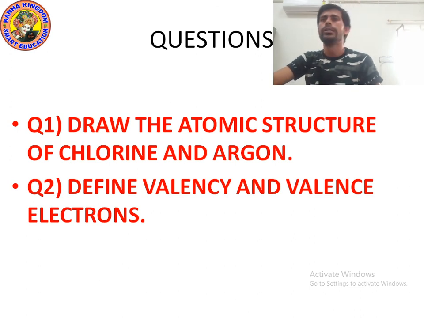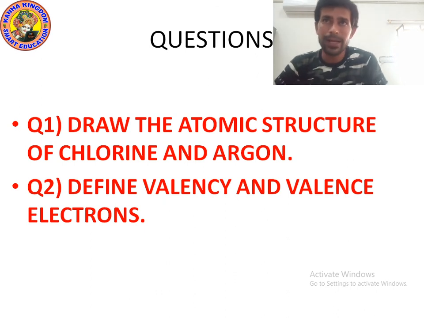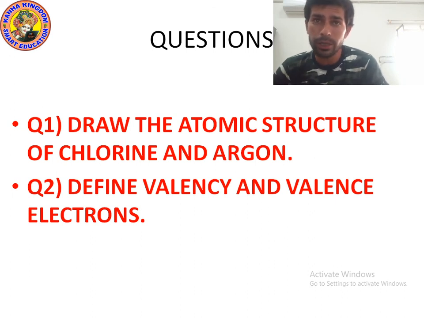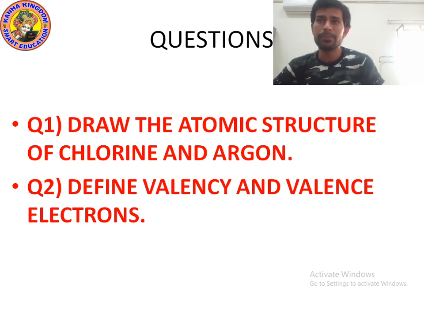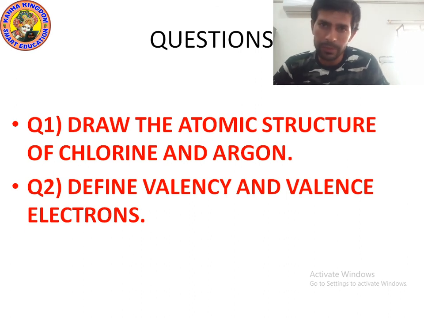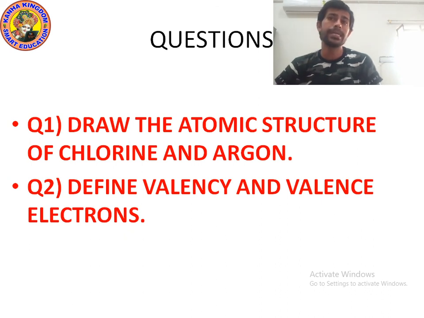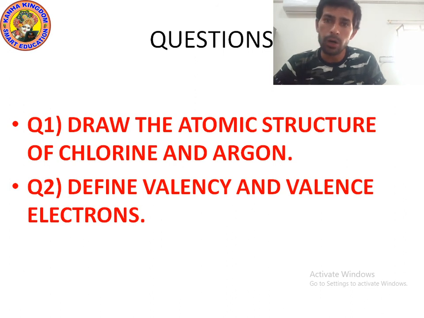Question number 2, define valency and valence electron. Valency is the combining capacity of an atom of an element, or I can say the number of electrons lost, gained or shared by an atom to attain the octet configuration is the combining capacity, or valency, of the element. What is the meaning of valence electron? The electrons present in the outermost shell of an atom are called valence electrons. Okay, I hope you understood.